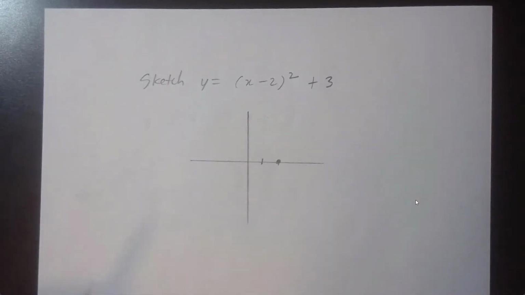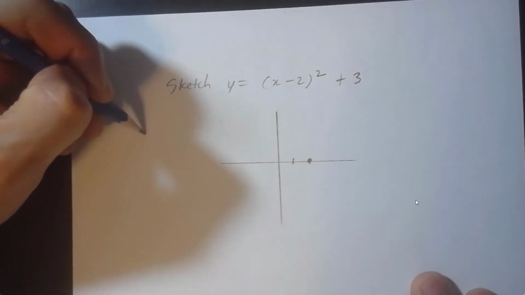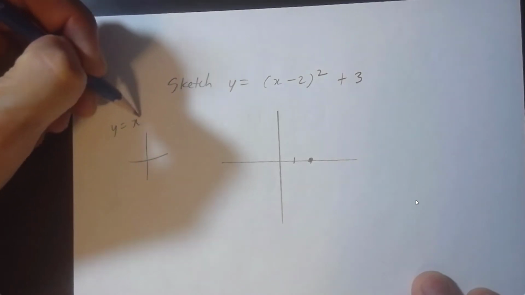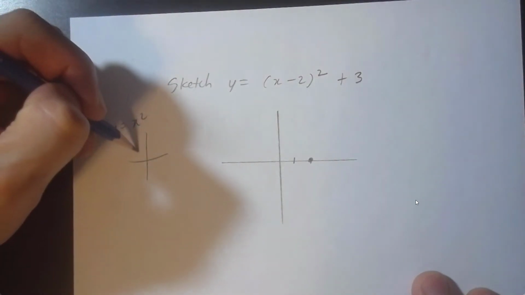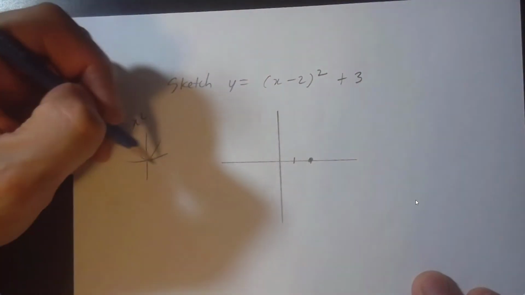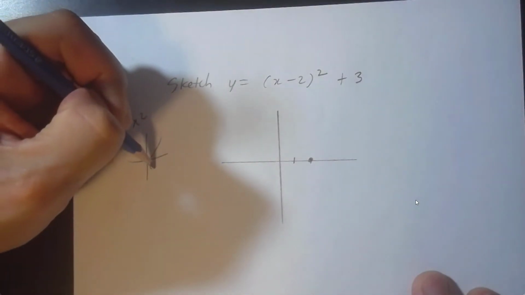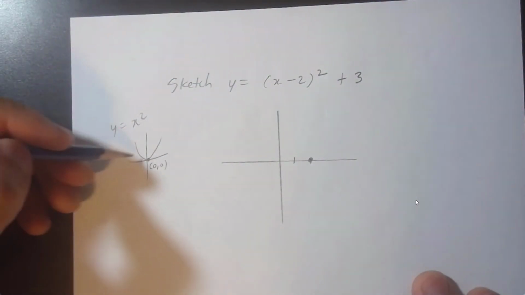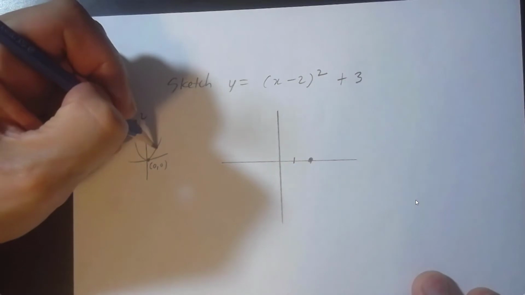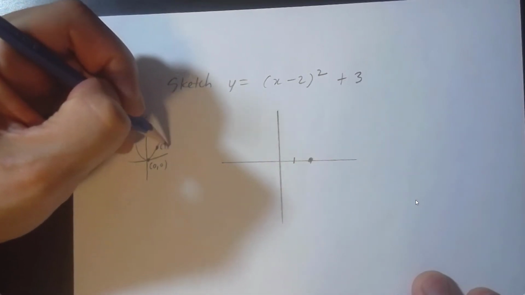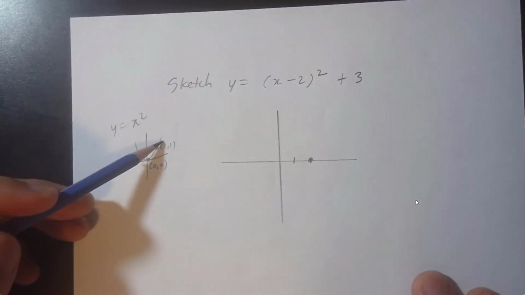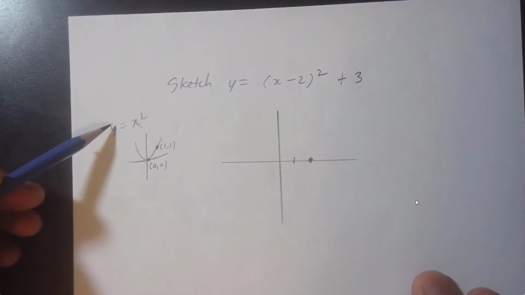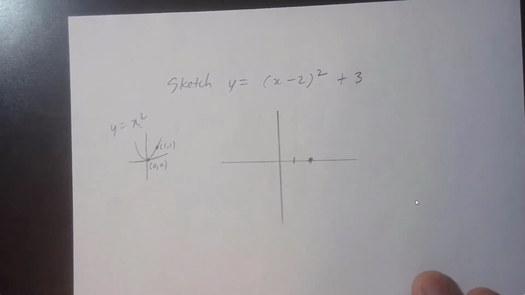Let's sketch this quadratic. We know how to sketch y equals x squared. It looks like a happy face. And we can even label some coordinates. We can label the origin or the vertex 0, 0, and we can label 1, 1. When we substitute x equals 1, y equals 1 squared is also 1.